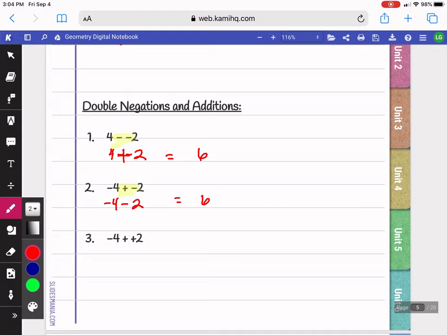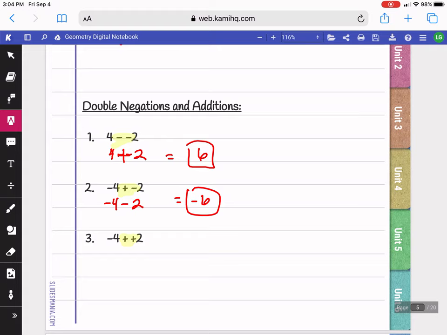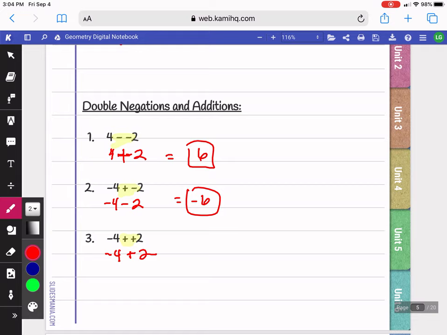On this next problem here, we have adding a positive. Anytime you're adding a positive, that can just be written as addition. So just like your rules before, if they're same signs, you add. If they're different, you subtract. So negative 4 plus 2, these are different signs, so we're going to subtract. 4 minus 2 is 2, and you keep the sign of the bigger number. So it's negative 2.